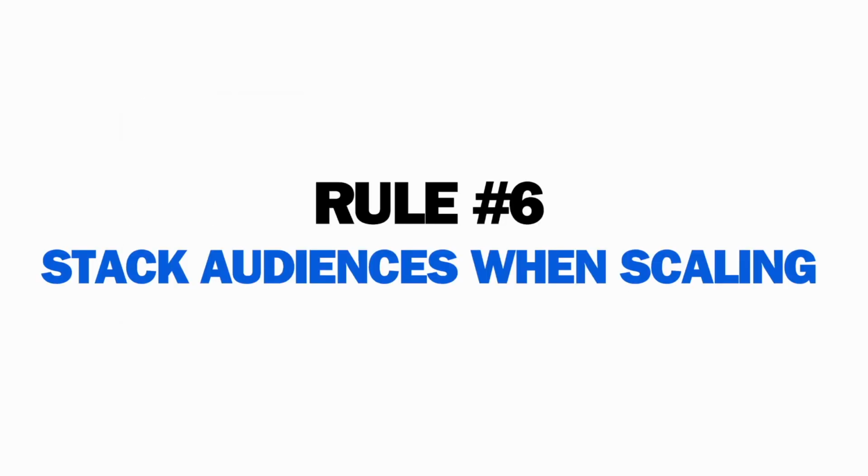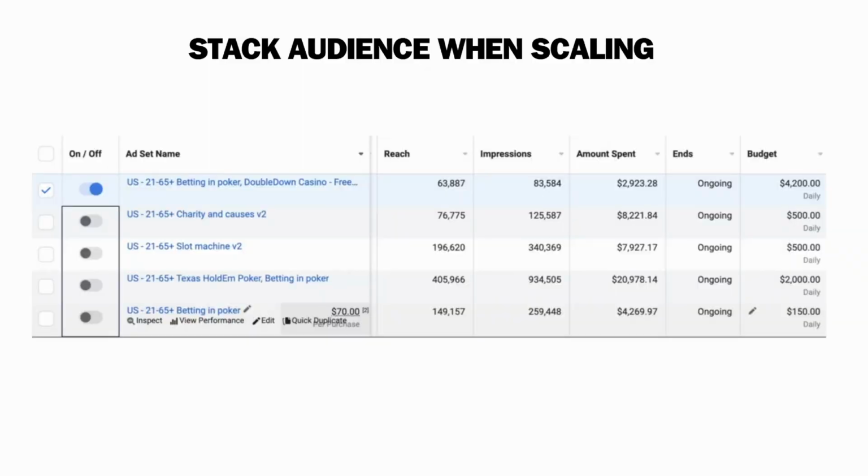Rule 6. Stack audiences when scaling. So here we have 4 audiences that we have turned off. They are spending a good amount of money, as you can see, $500, $500, 200, $2,000, $150, right? We turned these off because they are competing with each other and lowering the volume of sales. So this structure is not good for scaling.